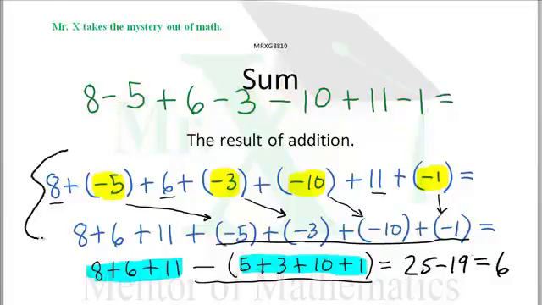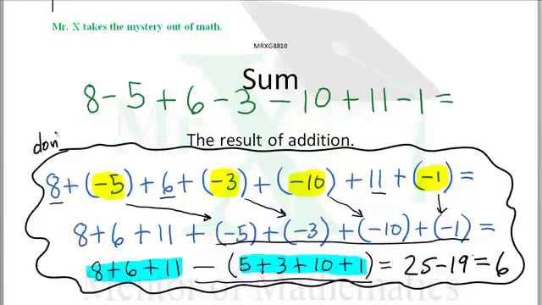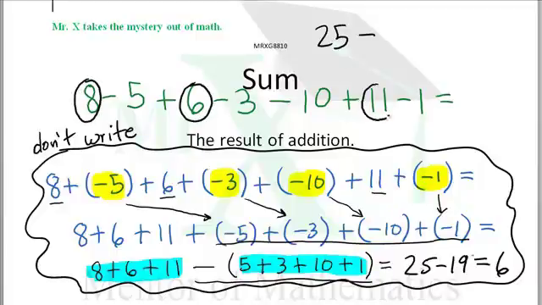I don't write all this. Of course I don't write all that. My goodness. To do this, I don't write it. I think it. Let's see. 8, 6, and 11. Because I can do that. I can add the 8, the 6, and the 11.